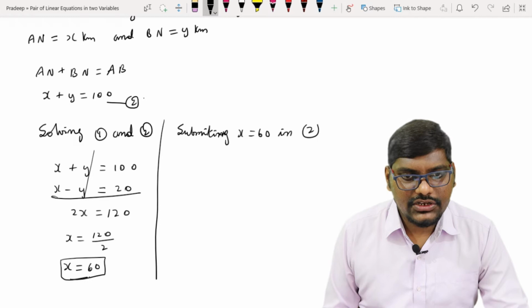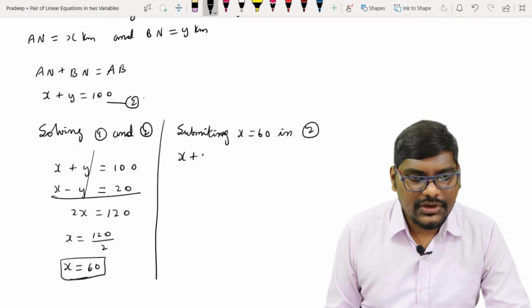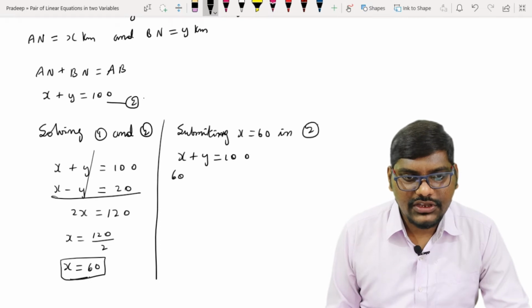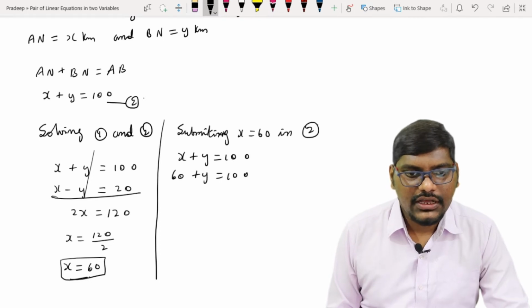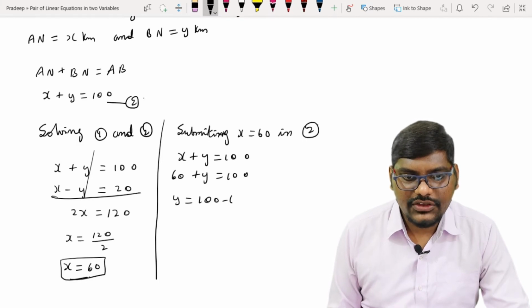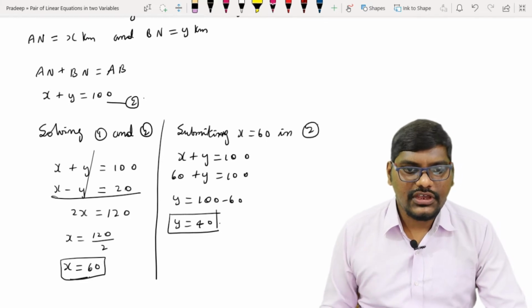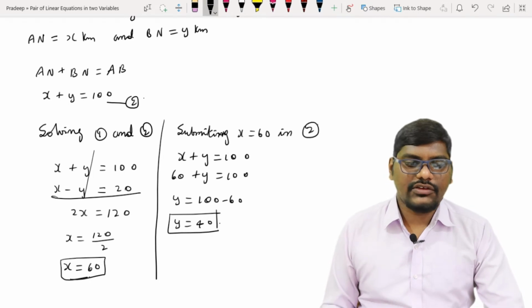So I'll just substitute in equation 2. So x plus y equal to 100 is the second equation. In the place of x I'm writing 60. So 60 plus y equal to 100. If I send this 60 to the other side, that is 100 minus 60. So the y value will be 40. Okay, so x is 60, y is 40. Those are the values which we got.